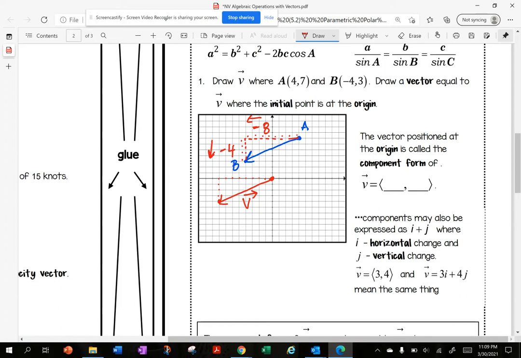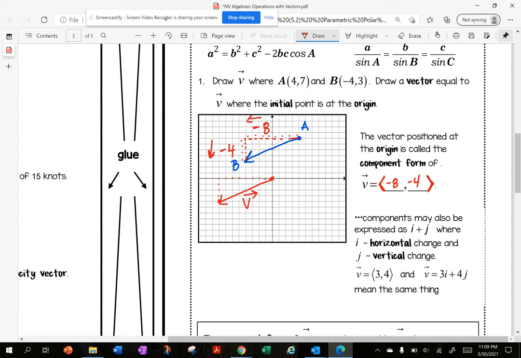So the vector positioned at the origin is called the component form. I show it kind of like a coordinate because one point is 0, 0. So this is going to be vector v, which is <-8, -4>. And then I use these types of brackets, these pointy brackets, to show that I have a vector.